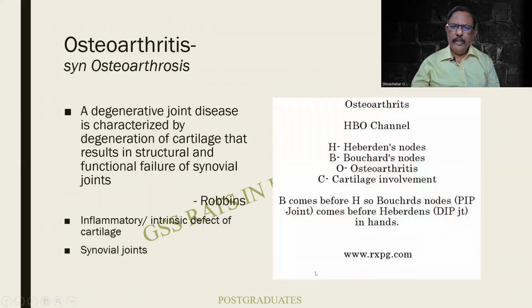This incidentally happens to be a mnemonic, thanks to rxpg.com. And beautifully they have coined it, though there is not much logic in it. Heberden's node, Bouchard's, and they say that B comes before H. That means the proximal interphalangeal joint is B and the distal interphalangeal joint is H. So intelligently and intellectually, these children have coined a mnemonic. Kindly follow it.